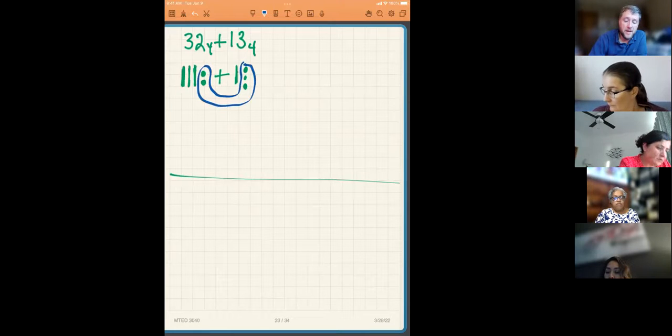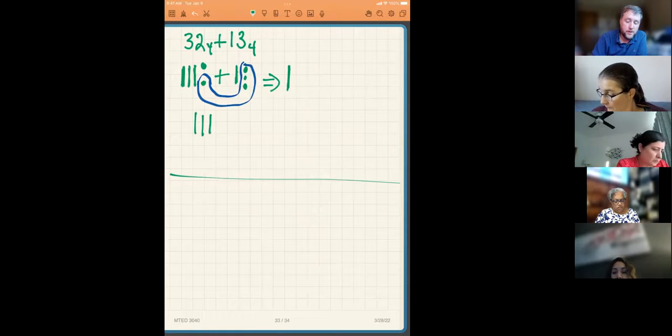So what I'm going to do is take just 4 of those, and I'm going to erase 4 of those, and I can replace those with a stick, right? And then how many dots do I have left over? I still have that 1 dot left over. So what I now have is 1, 1 sticks and 1 dot.